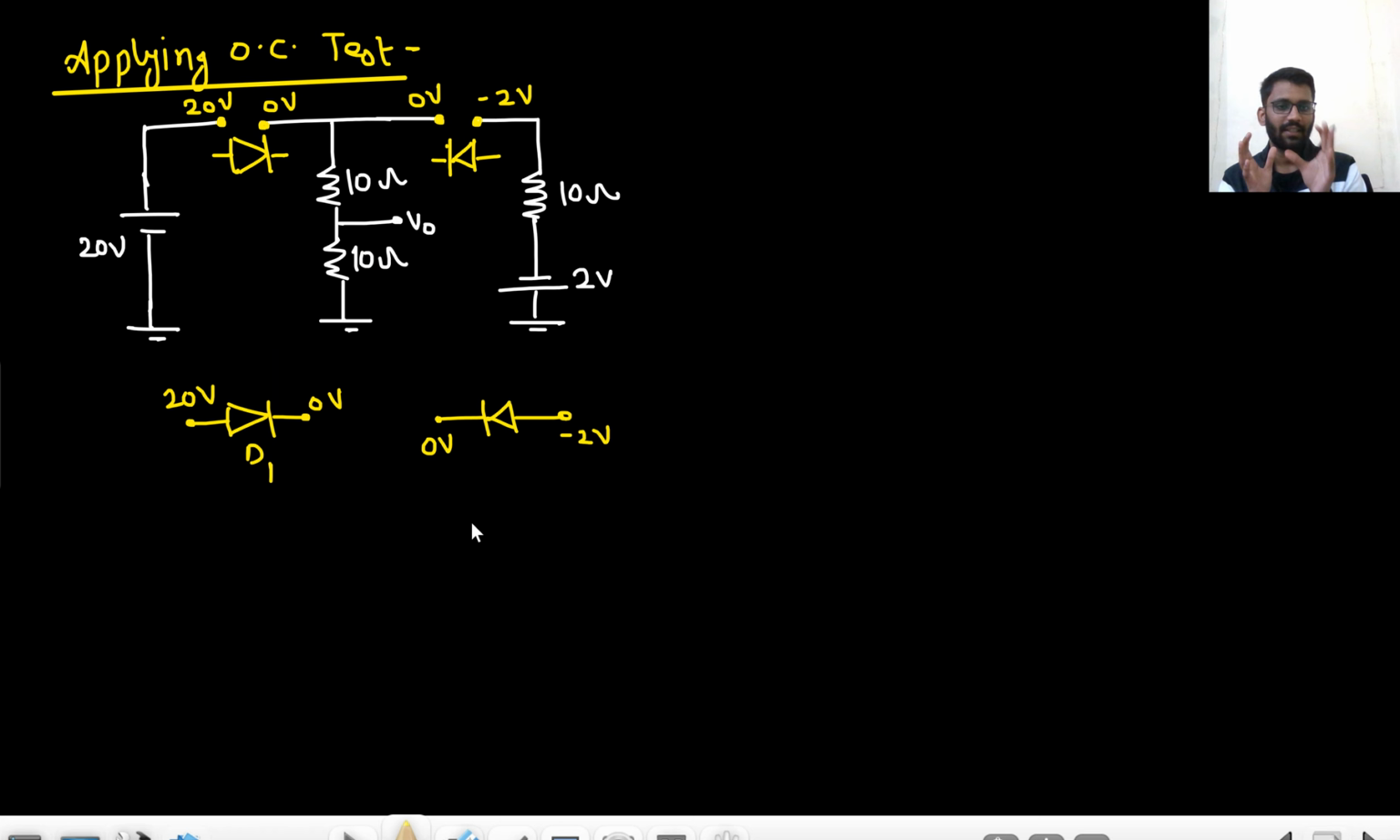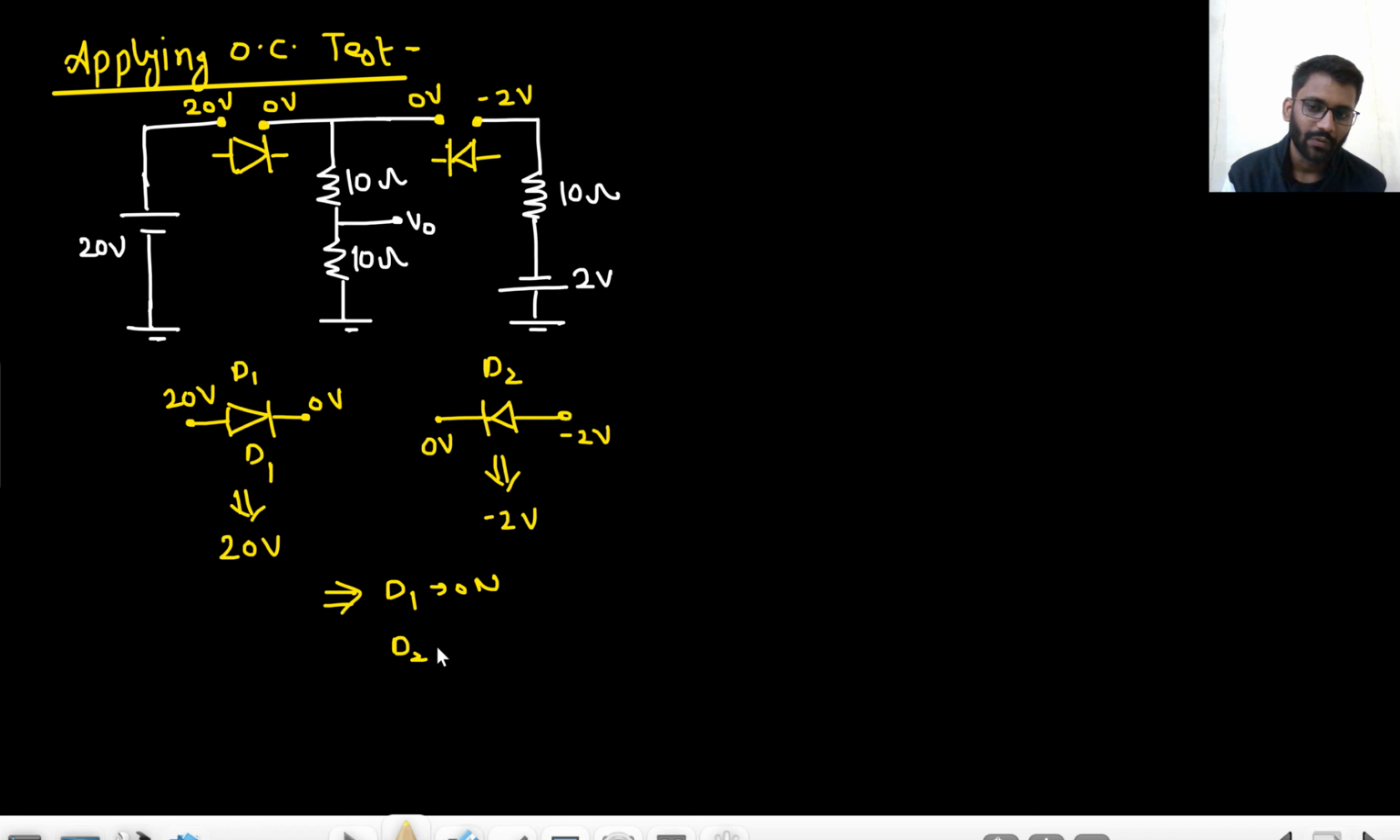Here the potential of P is greater than the potential of N by 20 volt. Here the potential of P is less than the potential of N by minus 20 volt. So this is diode D2, this is diode D1. So apparently diode D1 is on and diode D2 is off. That's it. You don't need to apply anything else. Are you getting my point?